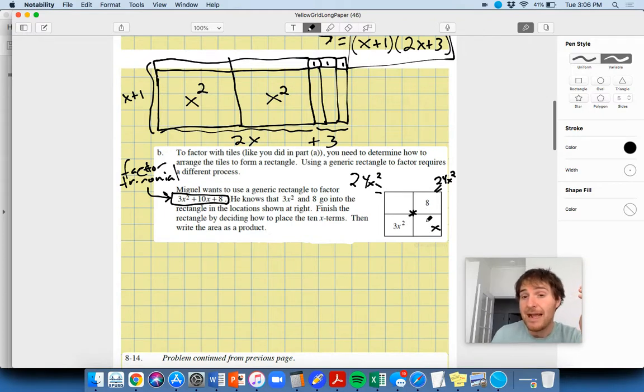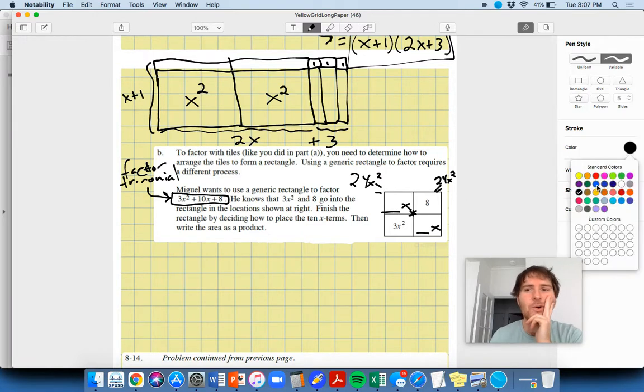Okay, we know that x's are going to go here. X's are going to go here, because we have 10 of them. We have to figure out how to lay them out. And we already know our 1's go up here, our 8's go here, and our x squared's go here. Above an x squared piece is going to be x pieces if your polynomial has x pieces. To the right of it, right here, is going to be x pieces as well. So we're just trying to figure out how to lay out the 10x pieces, okay?